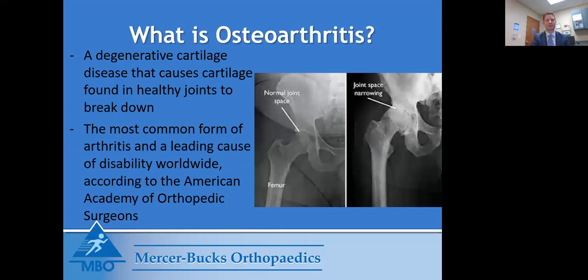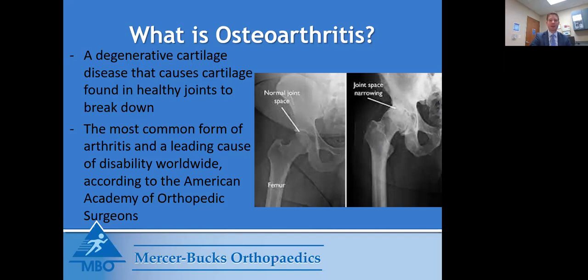So what is it? A lot of the questions that get asked are, what is osteoarthritis? Is it something that's accumulating or depositing? It's really a degenerative cartilage disease that causes the healthy cartilage in the joints to start to break down over time. It's one of the most common forms of arthritis, and one of the leading causes of disability worldwide.